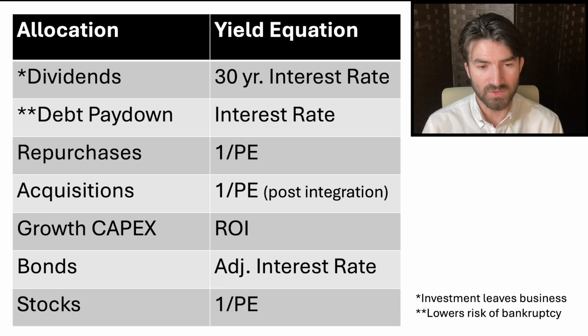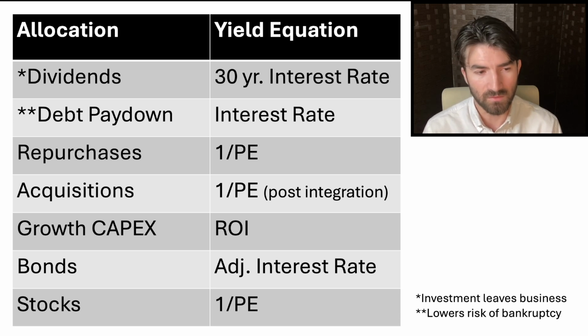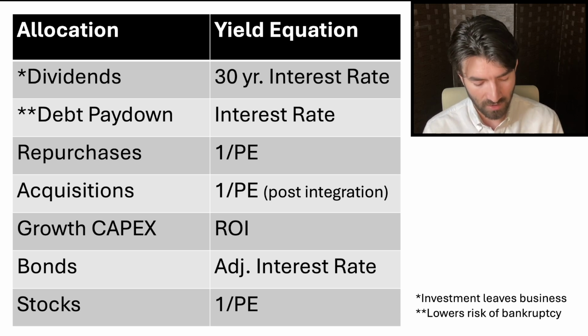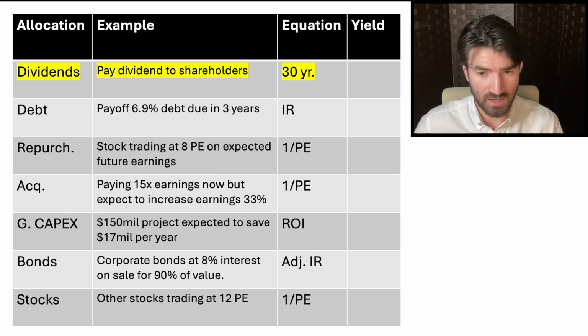Usually, if you're buying a bond at 100% of fair value, it's easy. It's just going to be the interest rate. But usually you're paying a little bit of a discount on that, so we'll go over that in the example. And then stocks is the same as repurchases, like 1 over PE. All right, so let's do the example because I think that is interesting. Let me get my calculator back up here.